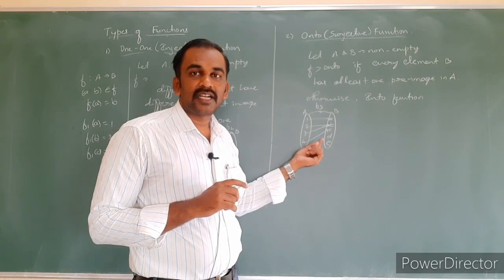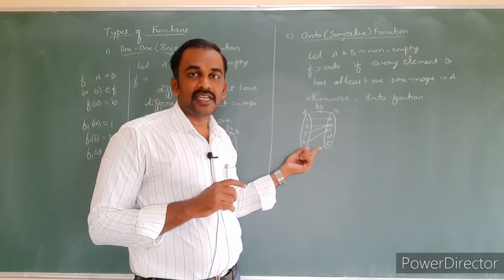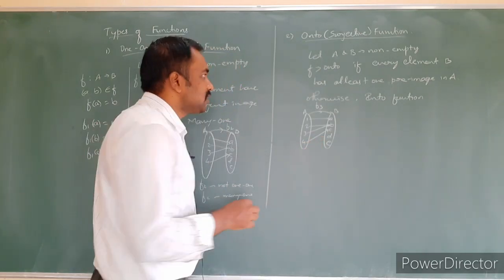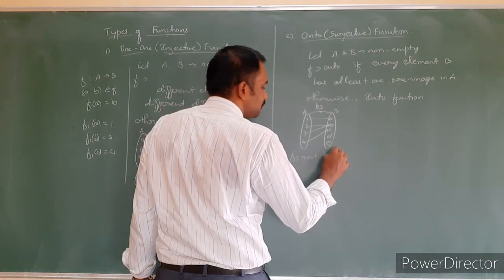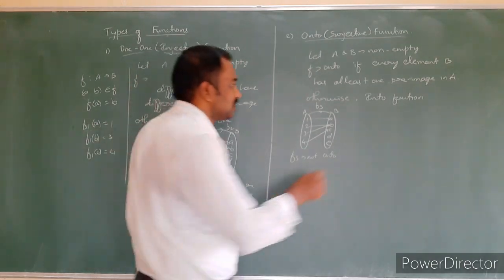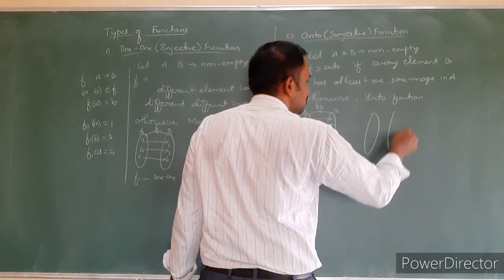No, there are two elements, D and E, that do not have any pre-image. Therefore, F3 is not an onto function. It is an into function. Okay, one more diagram is considered.